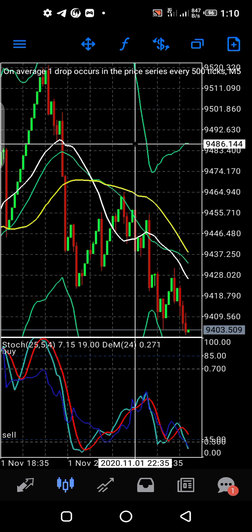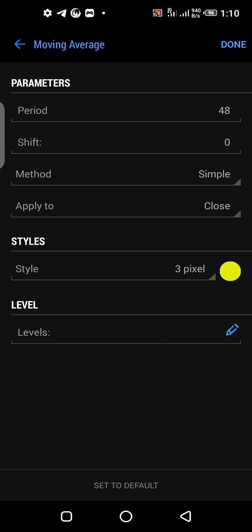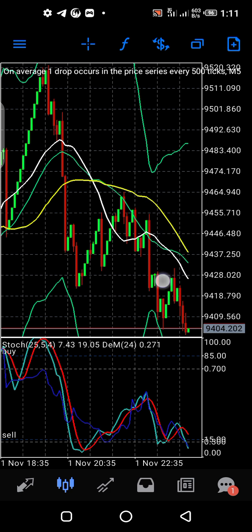Alright. The next one to add is, of course, your average 48 line. This is very important. As a trader, you should know that the average 48 line is very important to know the trend of the market. Now you set your moving average 48 this same way: period 48, shift 0, method simple, apply close. The style 3 pixels. Once you are done, you click on done here, then you are good to go.